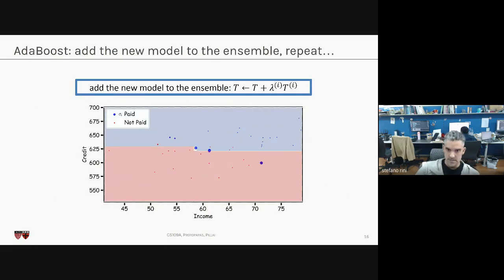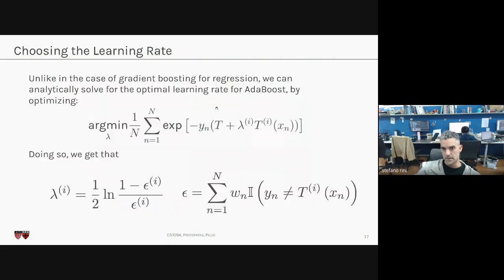And if we're doing this, you can imagine that we are really interpolating this boundary that separates the correct from the wrong. And then we keep accumulating the boosting model. Okay, now it comes to the choosing of the learning rate. Unlike in the case of gradient boosting for regression, we can analytically solve the optimal learning rate for AdaBoost by optimization.